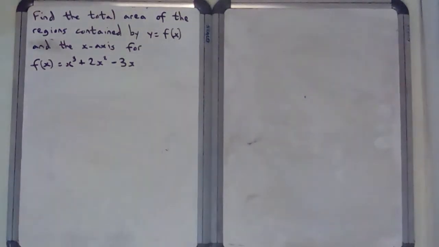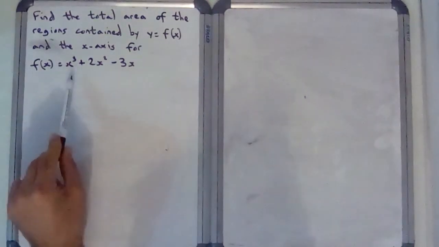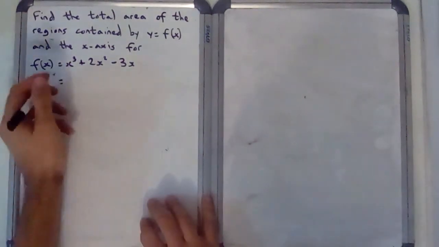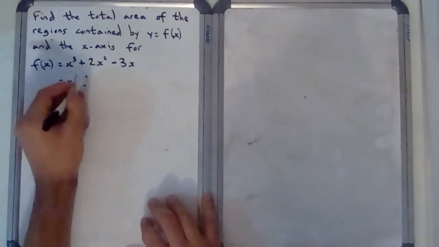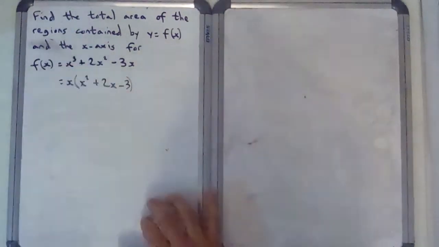So before you dive into the factor theorem, do observe that you've got x as a common factor in all three of these terms. If we pull that out, it should hopefully be a lot easier to factorise. So if we pull an x out, it's going to be x squared plus 2x minus 3.